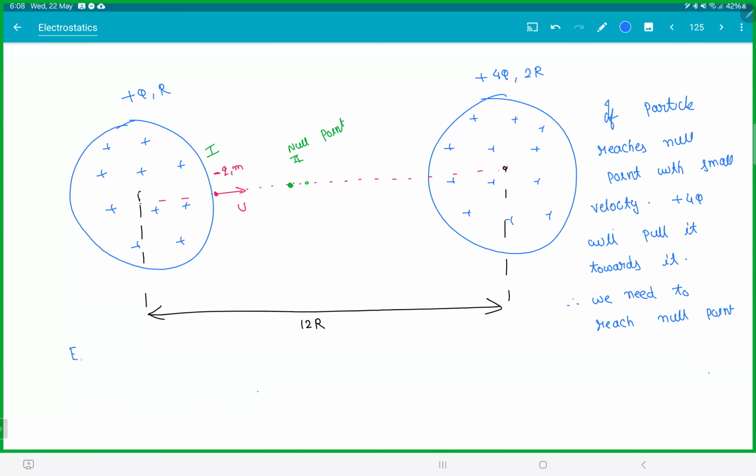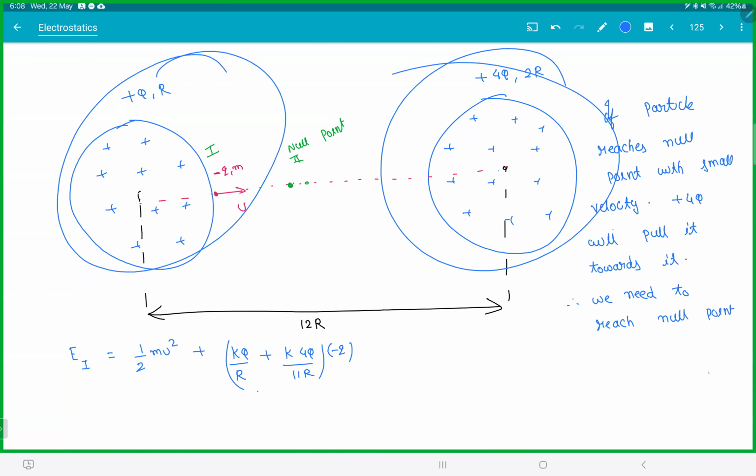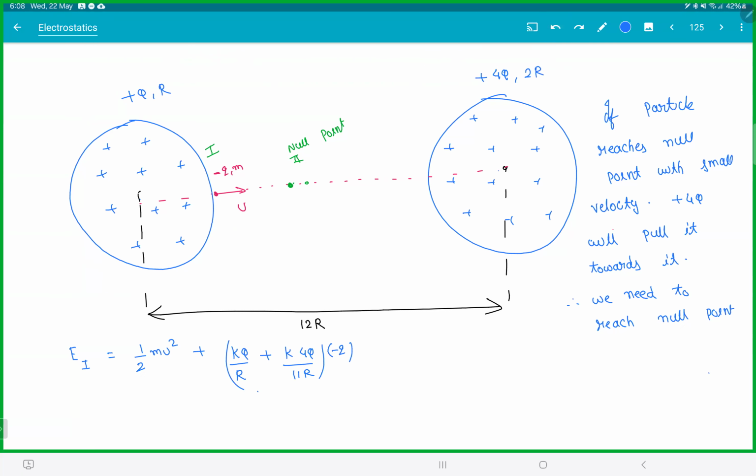So state 1, state 2. What is the energy in state 1? Kinetic energy, half mu square. Potential energy, kq by r, plus k 4q by 11r, into minus q, isn't it? Potential into charge. You should take the potential due to this charge and this charge. I taught you in the earlier question also, if you remember, when you say potential at a point, you take it due to everyone.